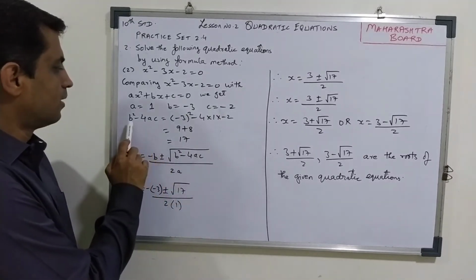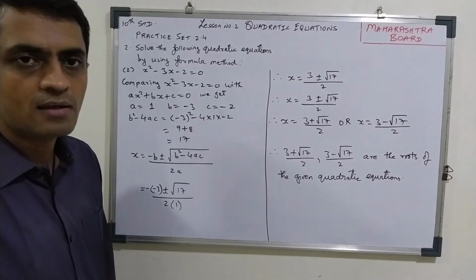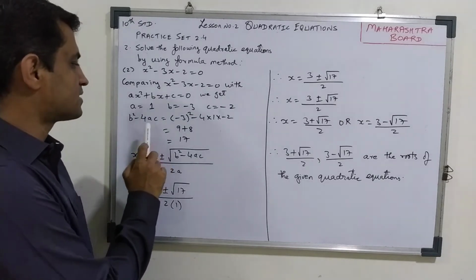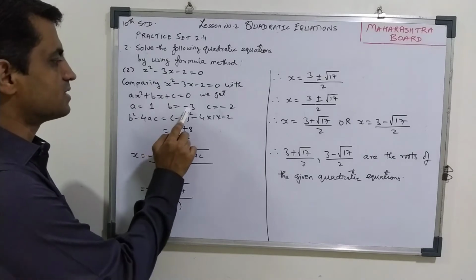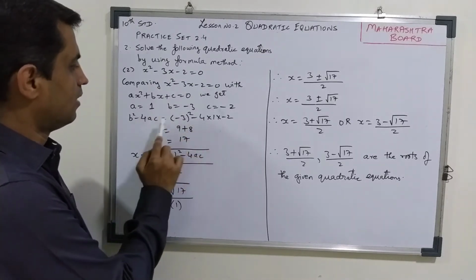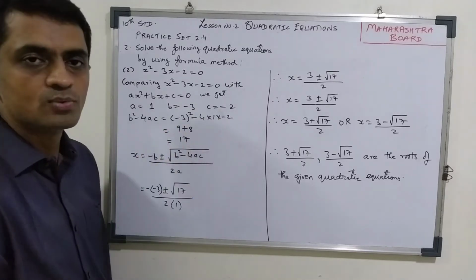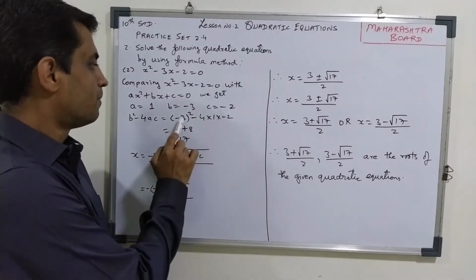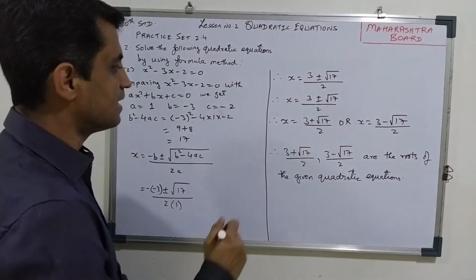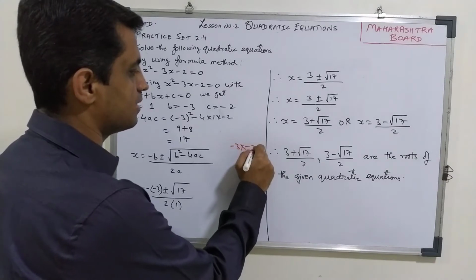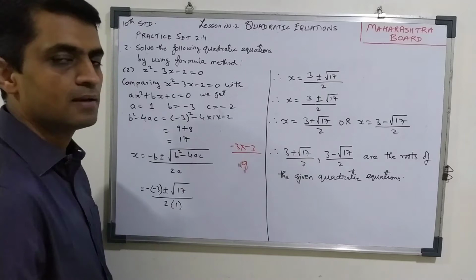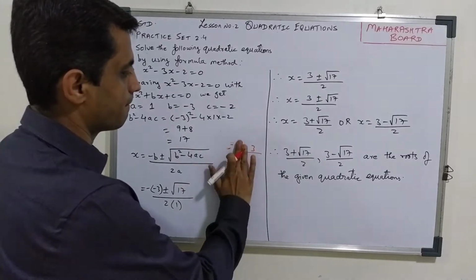First we will find out b square minus 4ac. Always you have to do this first. So b square minus 4ac. What is the value of b? Minus 3. Minus 4. What is the value of a? 1. What is the value of c? Minus 2. So I substitute the values. Minus 3 square is plus 9, because minus 3 square means minus 3 into minus 3, that is plus 9. So we got plus 9. Clear? Okay, fine.